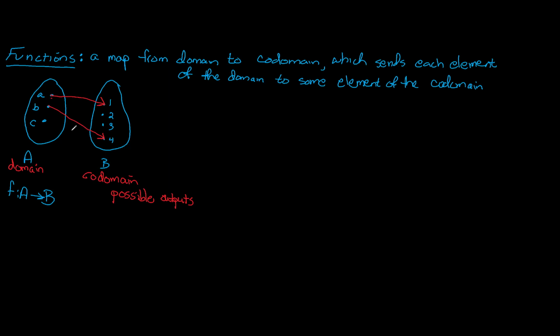Notice that so far, this is not a function because C didn't go anywhere. Each element of the domain needs to get mapped to somebody in the codomain. And right now, what I've got is not a function because C got left out. C doesn't know where to go. So let's make it a function. I have to send C somewhere. I don't care. I'll send it over here to 2.